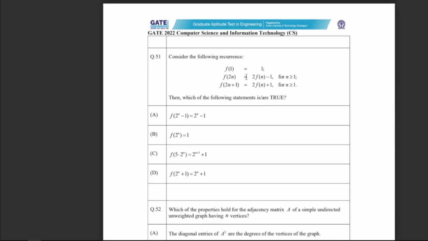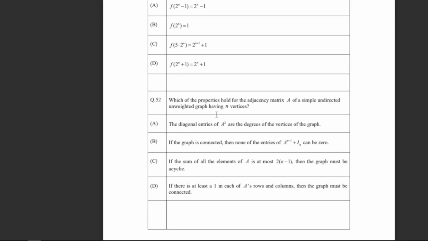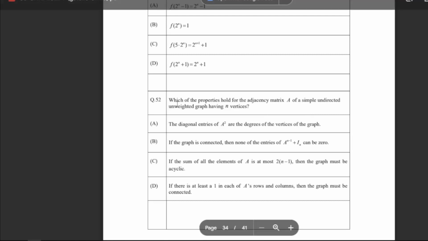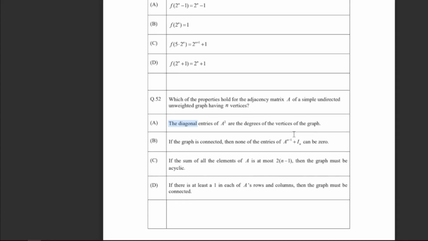Now consider the following recurrence. So this is the recurrence equation that we have, and the answer would be A, B and C here. So you can solve them and get it. Which of the properties hold for the adjacency matrix A of a simple undirected unweighted graph having n vertices? So for 52, our answer is this one, A. The diagonal entries of A square are the degrees of the vertices of the graph.